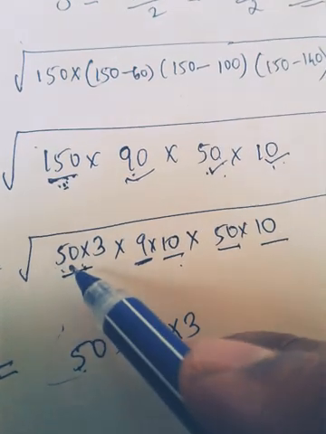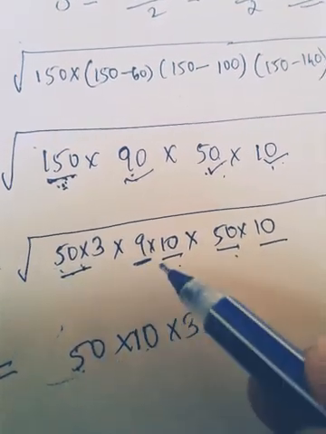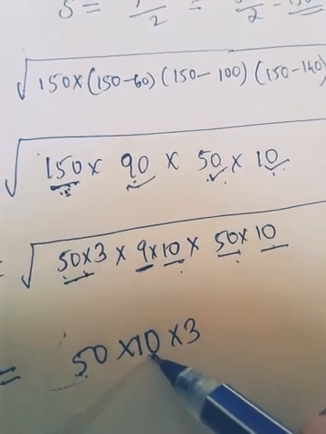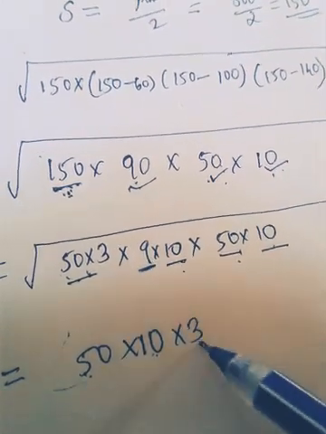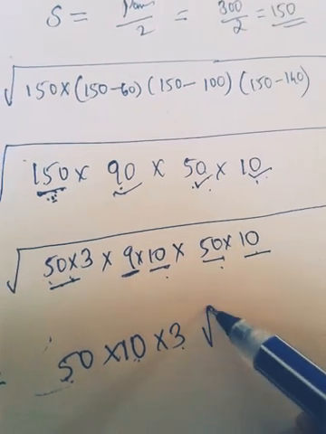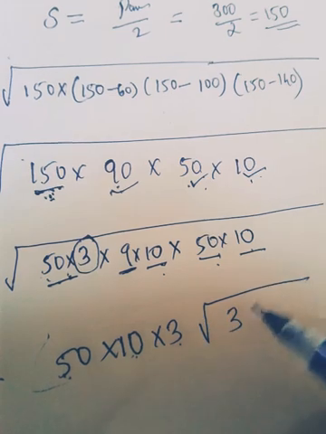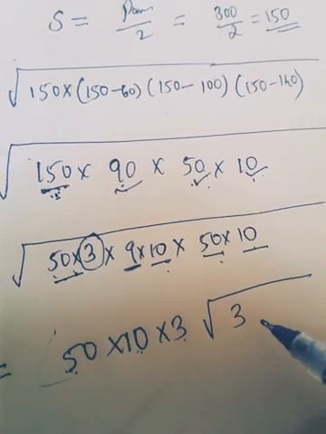So we applied the square root for these two 50s. Then we applied the square root for 10, 10. Then we applied the square root for 9. What is that? 3. Then under the square root only one number is remaining, which is that 3. So you just write the square root sign, then under the square root you should write 3.